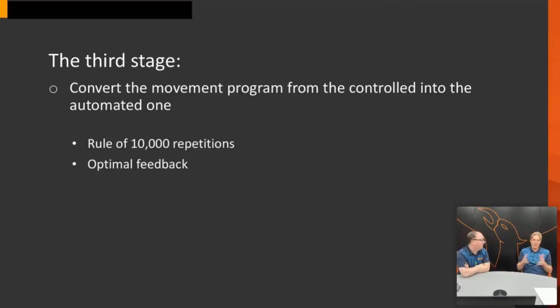So practice. Yes, the rule of 10,000 repetitions. Of course, this number is scary, yes, but if I have correct feedback, this number is small. Yes, it's not 10,000, it's less. If I have no correct feedback, it's maybe bigger. So, and because I'd like to repeat this movement a lot of times in a row, why is it important a lot of times in a row correct?